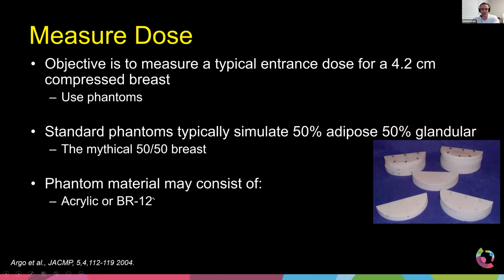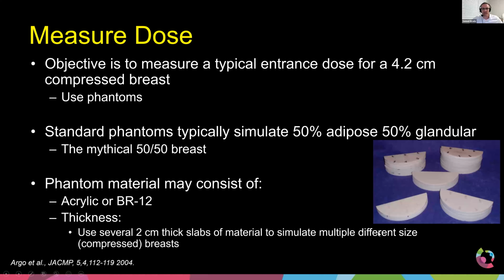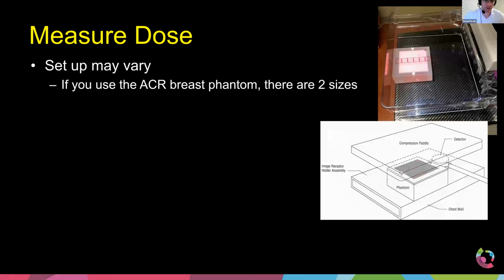BR12 is a soft tissue mimicking phantom. It's plastic, but it tends to be a little less dense than acrylic. You typically want to get these in slabs of 2 centimeters, so you can build up different thicknesses. Obviously, you'd want to be able to get 4.2 centimeters, but there are different breast thicknesses, and so we'd want to be able to mimic all different breast thicknesses.